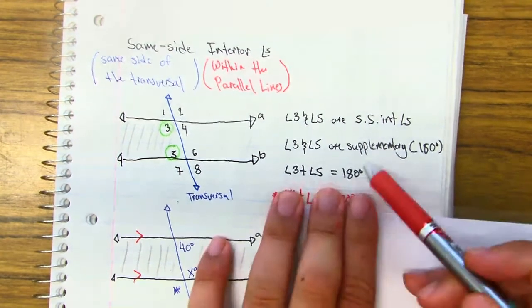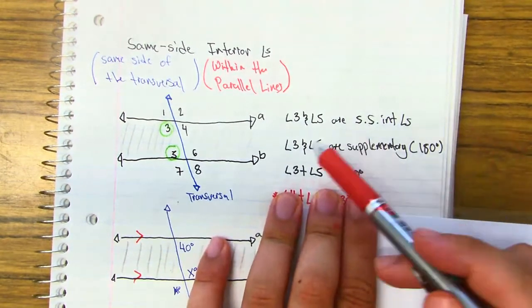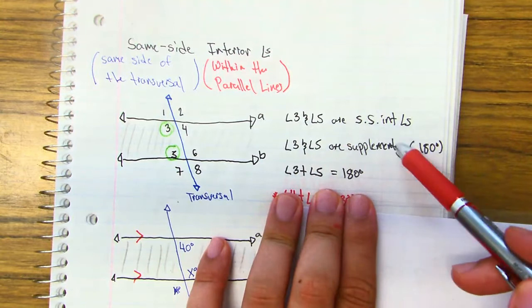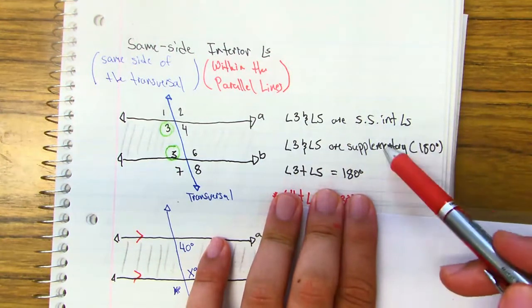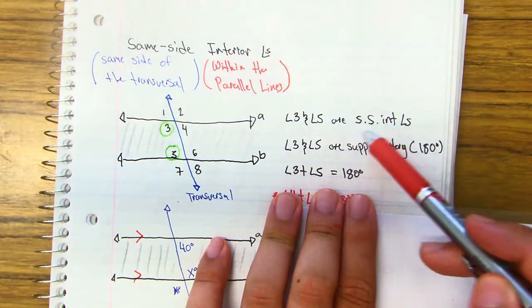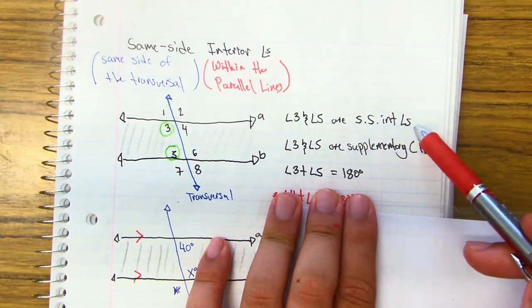You can go backwards. Why is it 180 degrees? Because they are supplementary angles. How are they supplementary angles? Because angle 3 and angle 5 are same side interior angles. Okay.